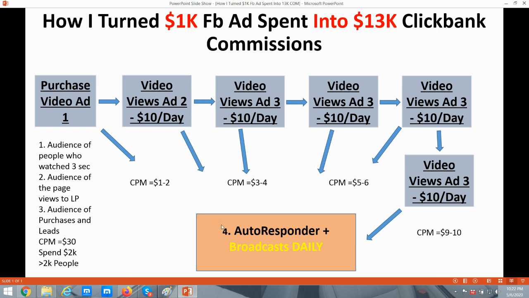Some of them will actually purchase, and then from those people we're going to repeat the steps. We create an audience of people who went to the landing page. Again, not purchases and leads, because they are exactly the same kind of people. It's just that this audience populates this one as well.